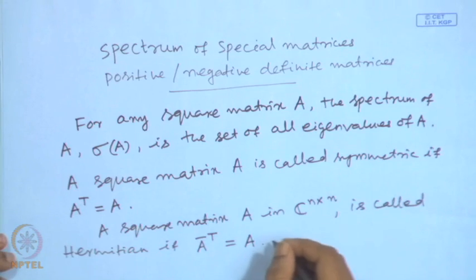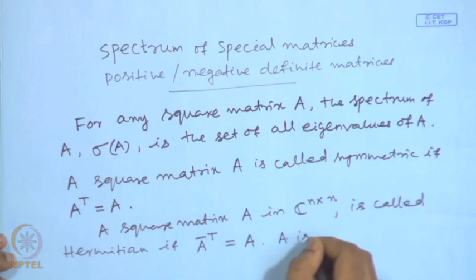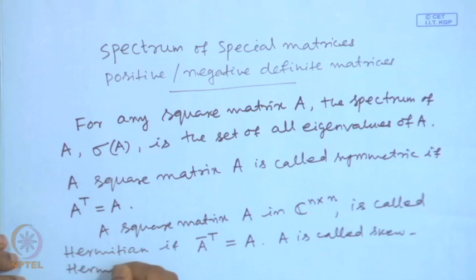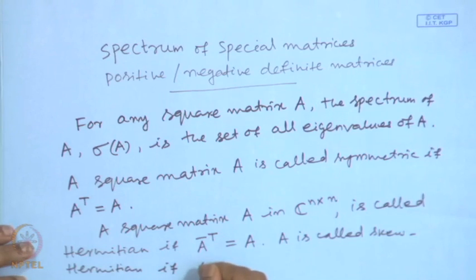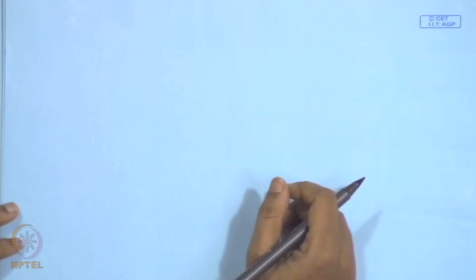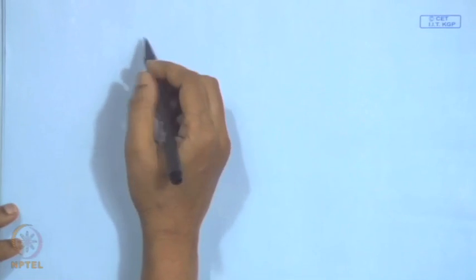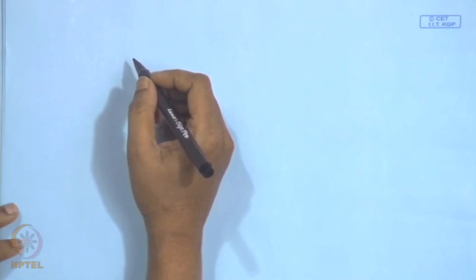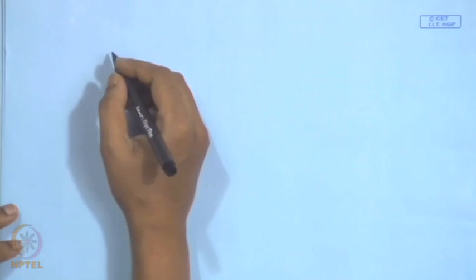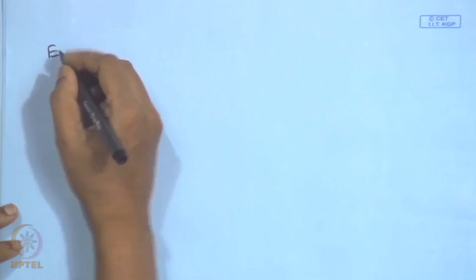Further, A is called skew Hermitian if A conjugate transpose is equal to minus A. We also have other kinds of matrices that we will discuss, but before that let us see one example: a real matrix is Hermitian if and only if it is symmetric, but this is not true for complex matrices.